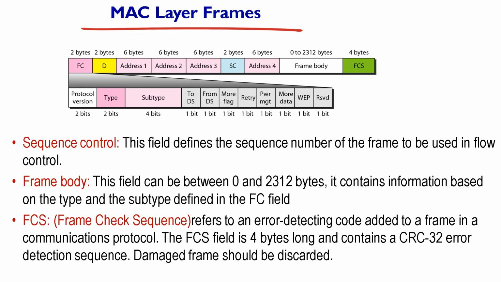Another field is SC, which stands for sequence control, and this defines the sequence number of the frame, used for flow control. As we know, the sequence number will be in increasing order in subsequent frames. Then the frame body is from a minimum of 0 up to 2312 bytes long, and it contains information based on the type and subtype fields in the FC field.